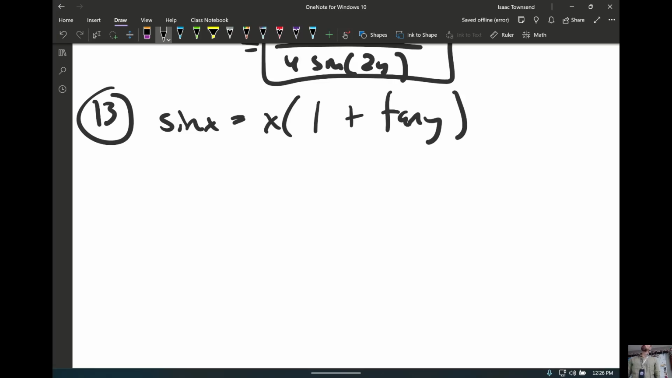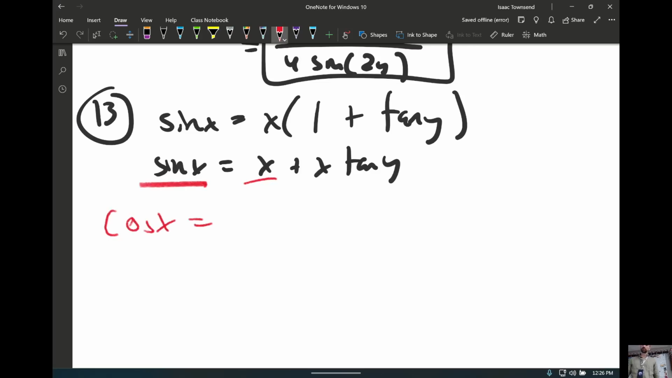If you don't, you can do product rule with this whole thing. It's x times this stuff. But I agree. I would probably just distribute the x. I think that's just a little nicer to look at. So the derivative of sine is still cosine. The derivative of x is still 1. But the derivative of this mess, you've got to slow down.